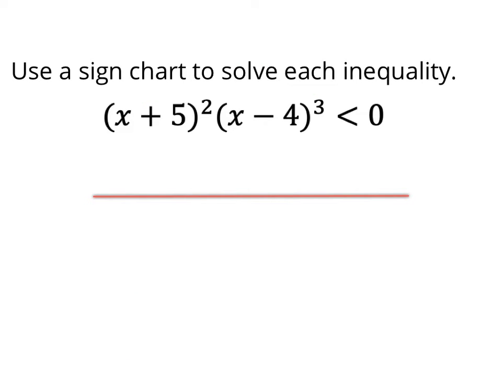In the next inequality, it is factored again. So my zeros would be -5, and this has multiplicity 2. And then +4 has multiplicity 3. So before we even do a sign chart, let's see if we can figure this one out by end behavior.